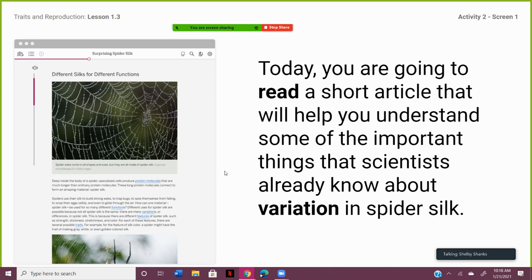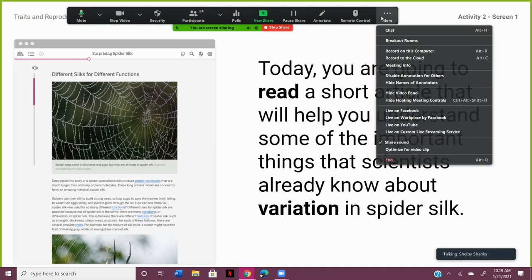And so you guys remember when we talked about variation, we put that in our digital notebook. Somebody tell me what variation means. Y'all can put it in the chat. What does variation mean?